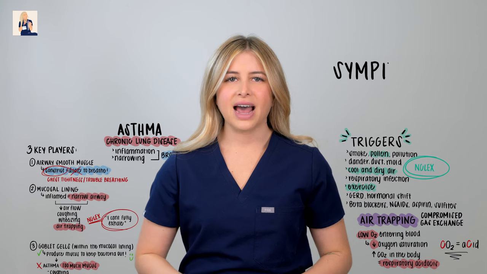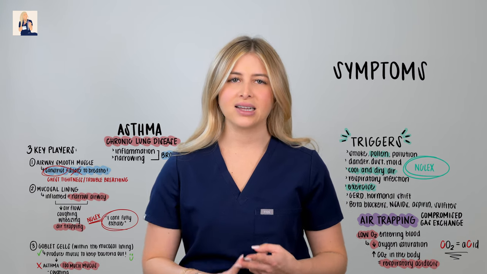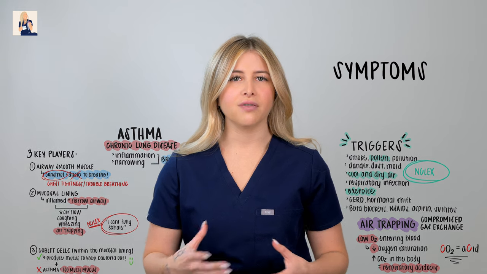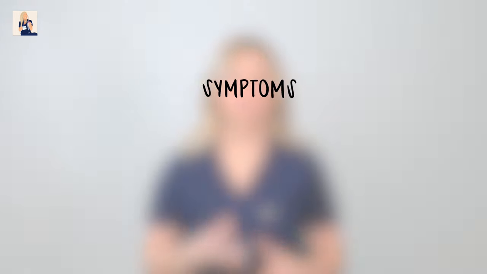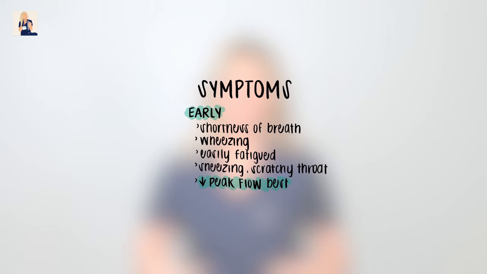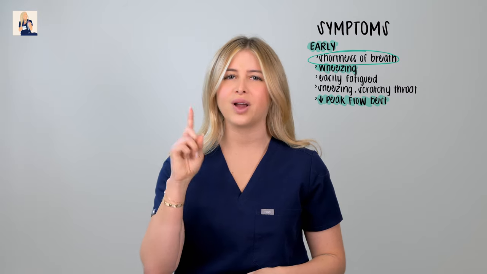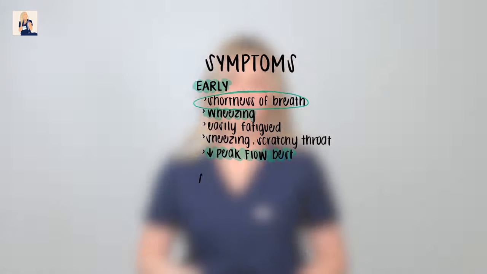Signs and symptoms of asthma exacerbation and attack can be broken down into early, active, and severe symptoms. And of course, we want to catch these signs and symptoms early so they don't lead to that severe attack. Common early signs and symptoms include shortness of breath, wheezing, becoming easily fatigued, sneezing, scratchy throat, and a decreased peak flow best. Now you're probably wondering what the heck is a decreased peak flow best, but do not worry, we will go over that in a little.